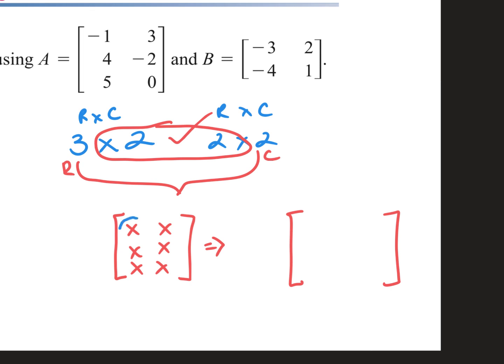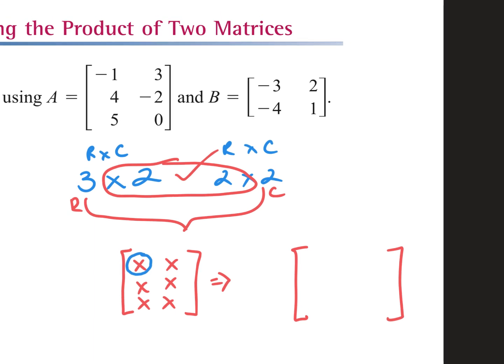I want to find this entry right there. Verbally say it out loud. Where is that X located? What row? What column? First row. First column, correct? Those are the numbers that you're going to multiply and add. So first times first. What is -1 times -3? 3 plus second times second. What's 3 times -4? -12. And when you add those together, what number do you get? -9. There's your first entry right there.